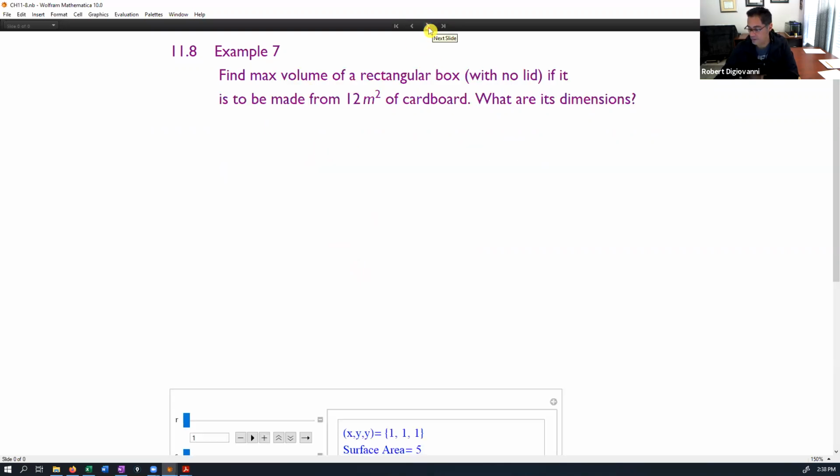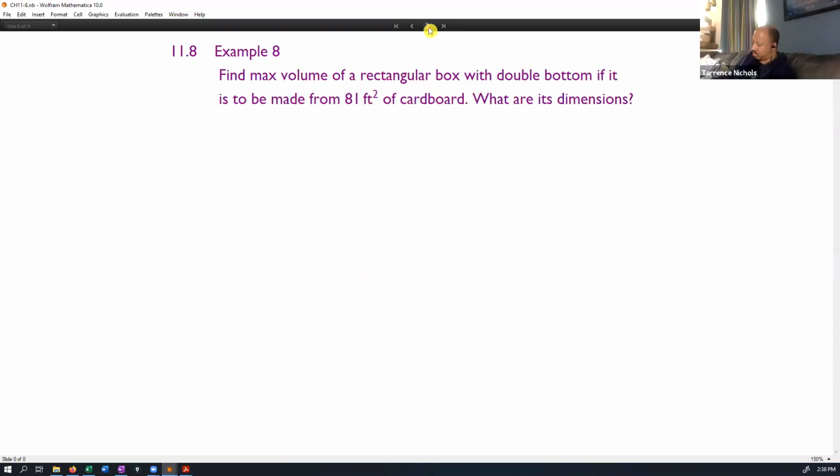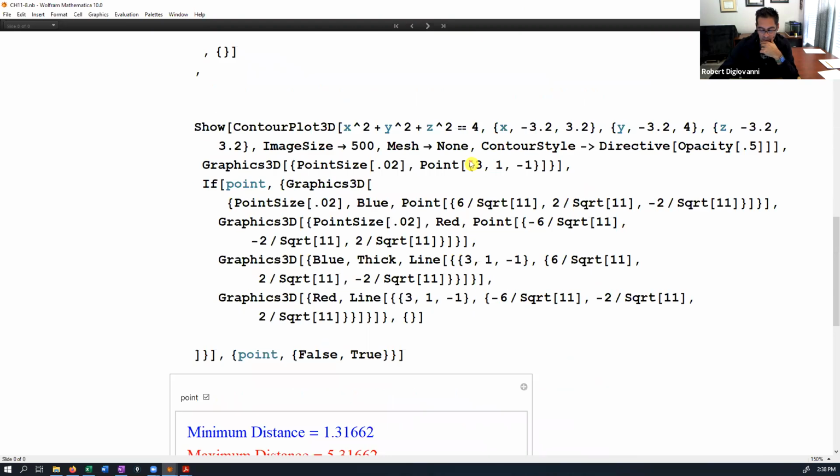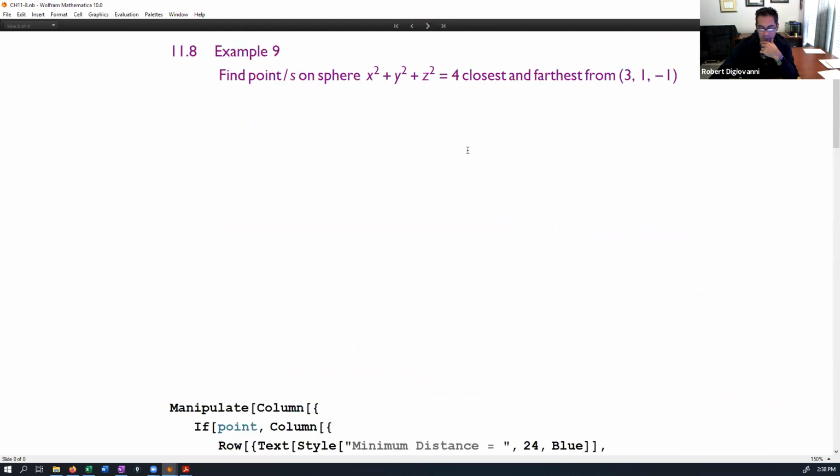I still have 1 minute. There's another part of Lagrange. Oh, this one's a good one too. Yeah, that's a really good problem. Find the points on the sphere. I won't do that, but that's a cool problem though.